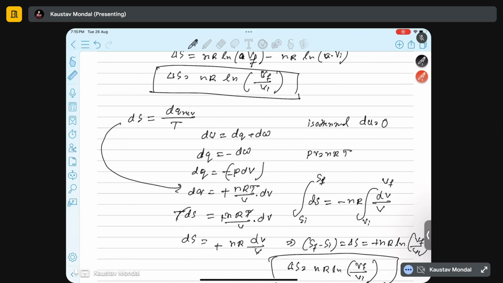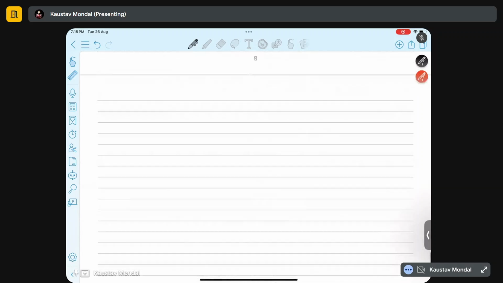So as you can see, both the results from statistical mechanics and thermodynamics are pretty consistent with each other. So what basically happens here? Basically, this means that if you increase the volume of the system, let me give you an example.